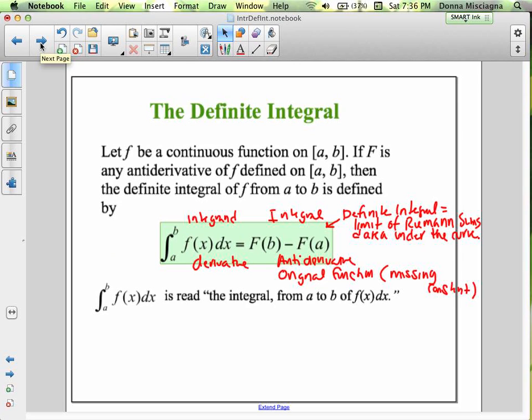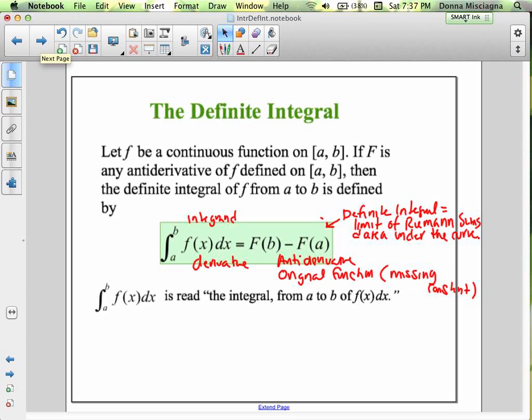We also have another way to find the definite integral. Let f be a continuous function on [a, b]. If capital F is any antiderivative of lowercase f, defined on [a, b], so it has to be defined on the interval, then the definite integral of f from a to b is defined by, read as, the integral from a to b of f of x dx. The f of x is the integrand, and it is the derivative. We integrate, and that gives us the definite integral.